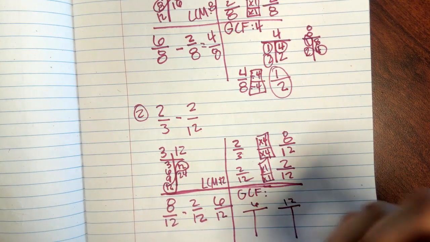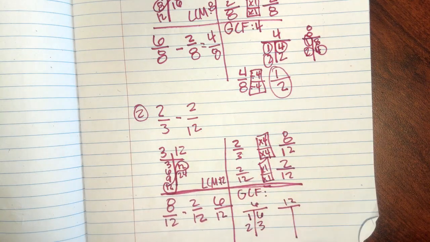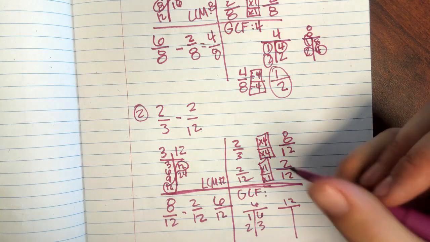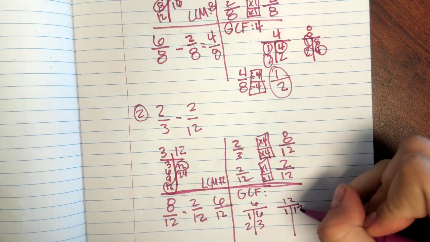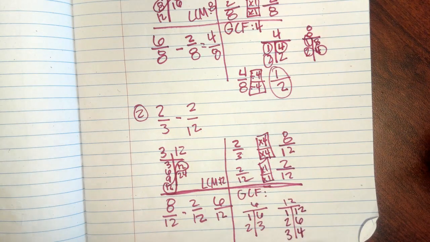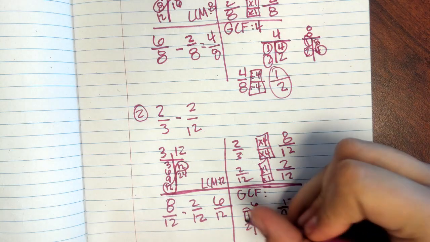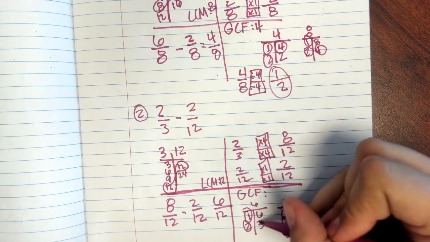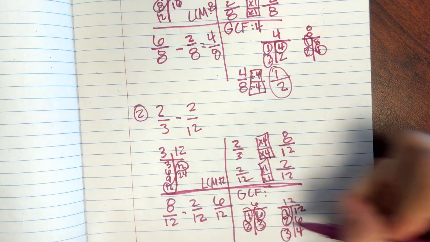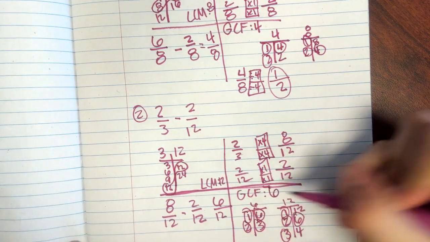So let's figure out, how do we make 6? 1 times 6, 2 times 3. There are no numbers in between 2 and 3, so I know I'm done. For 12, 1 times 12, 2 times 6, 3 times 4. They share a 1, they share a 2, and they share a 3, and they also share a 6. Out of these numbers, 6 is the greatest.